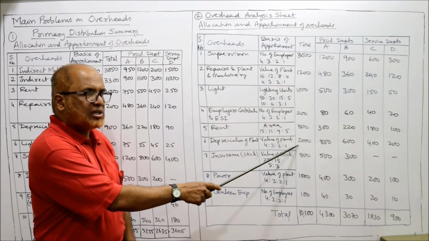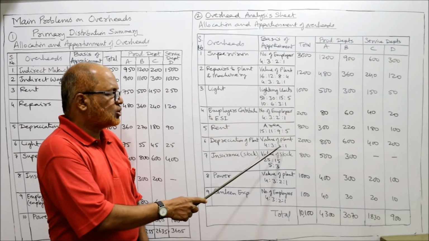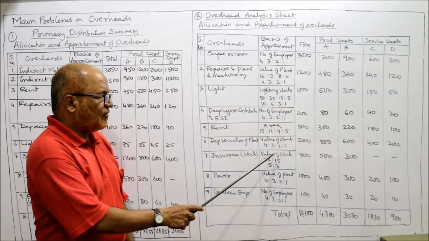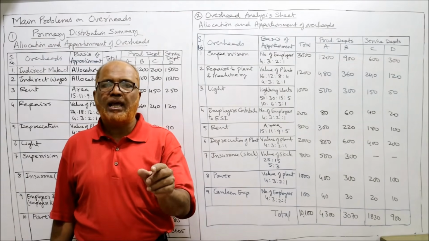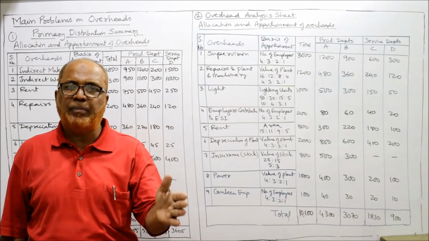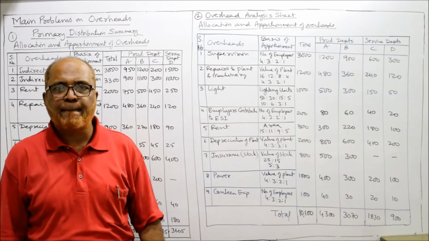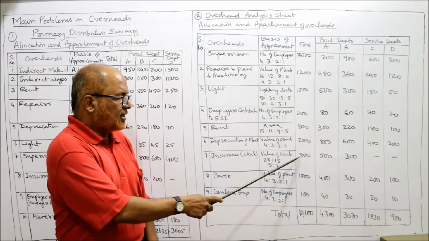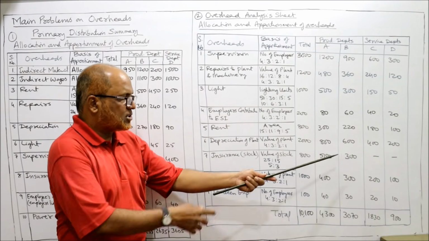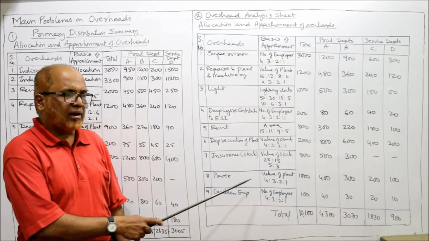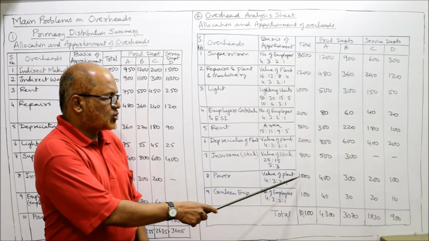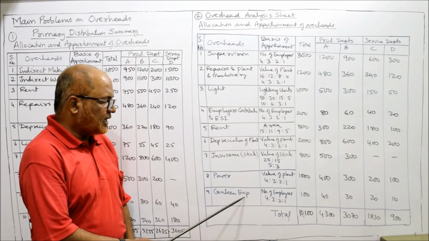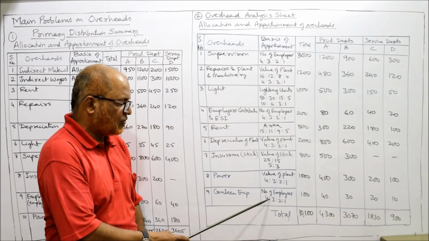Depreciation of plant, 2000 given. Now value of plant 4:3:2:1. 4 by 10, 3 by 10, 2 by 10, 1 by 10. Then insurance of stock, based on value of stock. The stock is there only in production departments A and B. There is no stock in C and D. So we apportion only in two departments. 25:15, that is 5:3. 800 into 5 by 8, 800 into 3 by 8. 500, 300. Then power, based on value of plant 4:3:2:1. 1000 given. So 4 by 10, 3 by 10, 2 by 10, 1 by 10. Canteen expense, 100 rupees, based on number of employees 4:3:2:1.